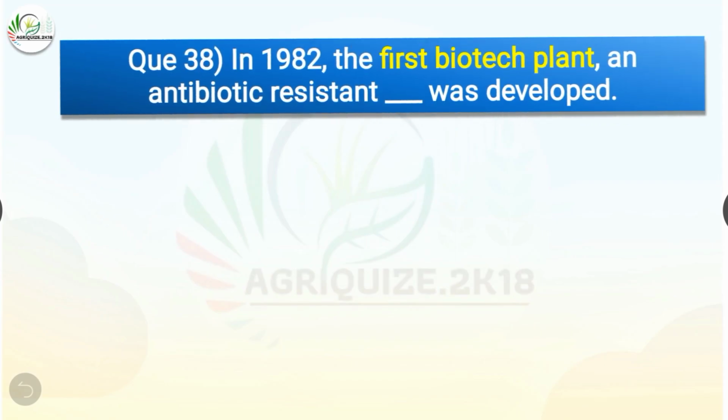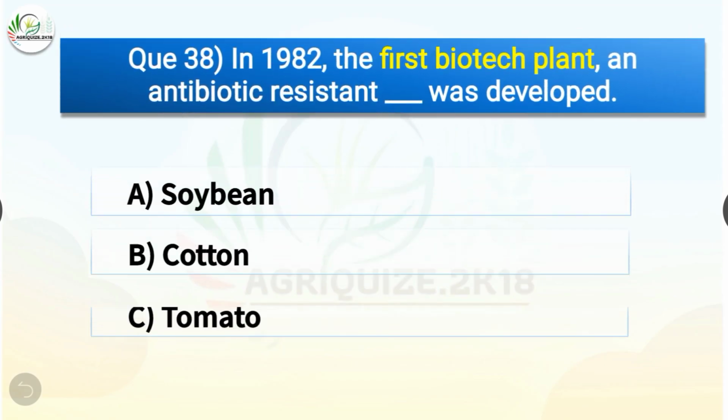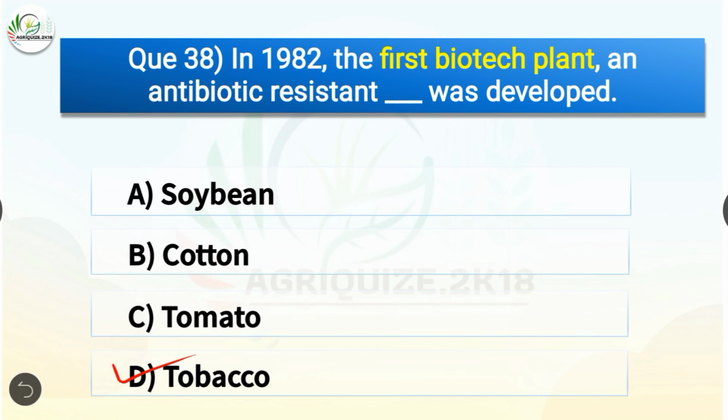Question number 38. In 1982, the first biotech plant, an antibiotic resistant dash was developed. The options are soybean, cotton, tomato or tobacco. The correct answer is option D, tobacco. So in 1982, the first biotech plant, an antibiotic resistant tobacco was developed.